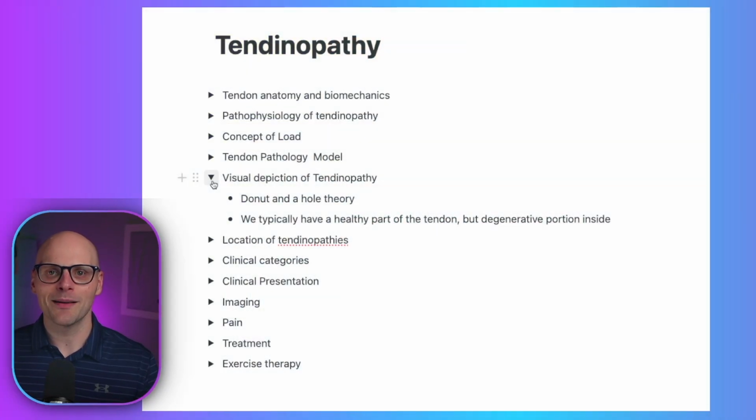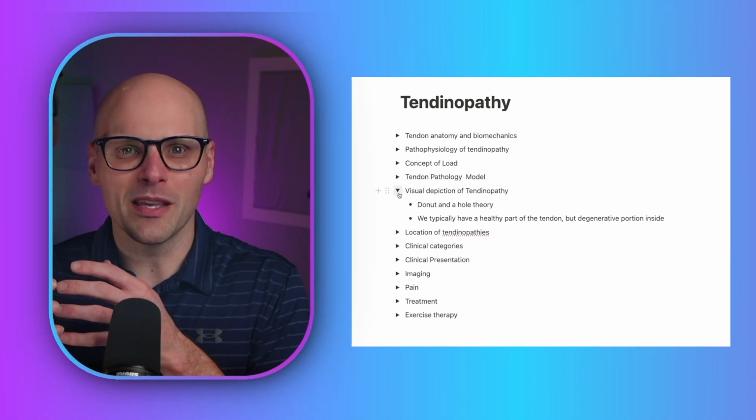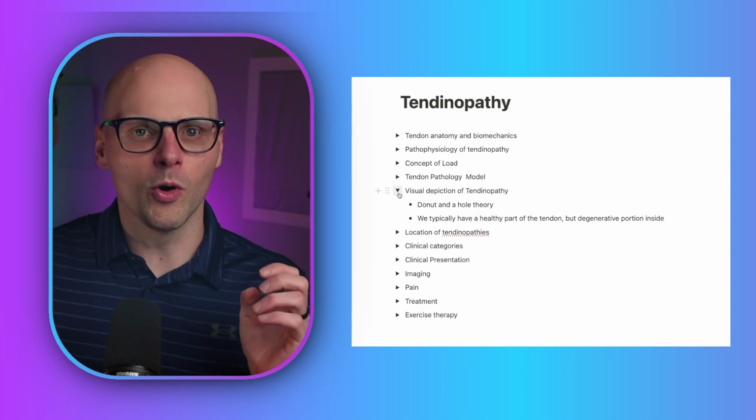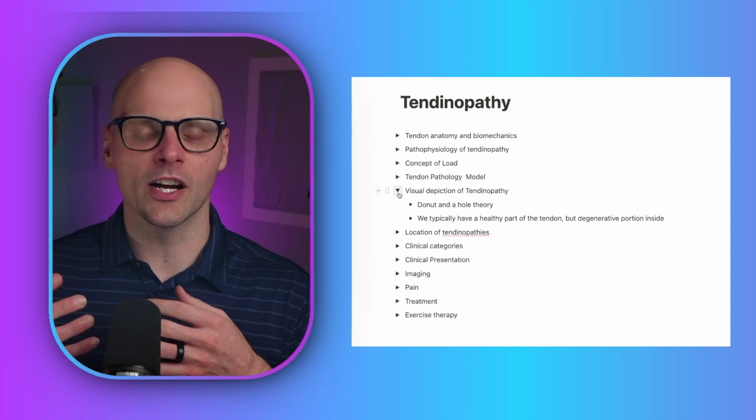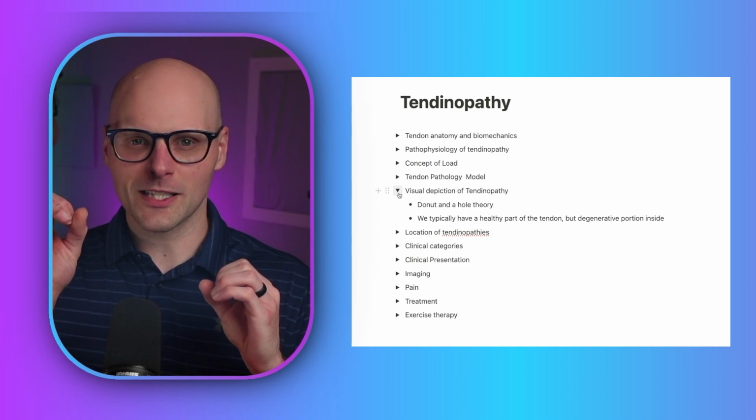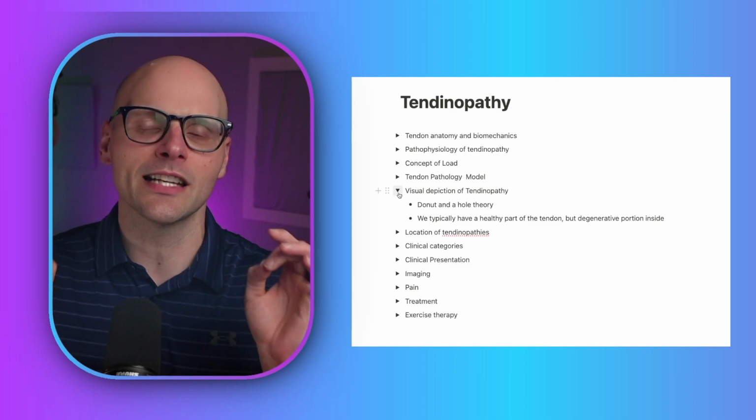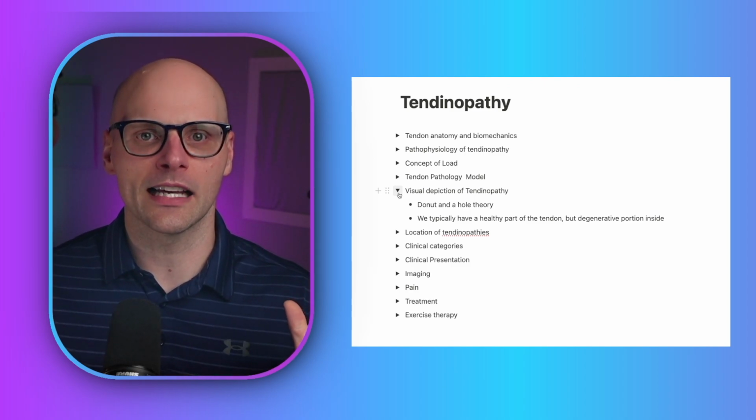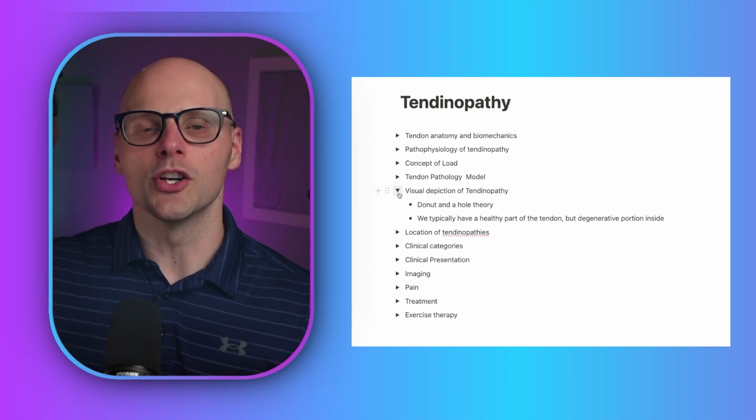When I talk about a visual depiction of that, one thing I think about is a donut model. So a donut and a donut hole. A lot of times when we get to degenerative changes, we start seeing some quote unquote holes. On ultrasound, you see dark black spots, which just means we have disorganization there. And we think about it as having that spot, but around it, the rest of it is robust tendon. So it's not like the entire tendon is gone and just ratty. We typically have a healthy part of the tendon, but a degenerative portion inside. So it's this donut and a hole theory.